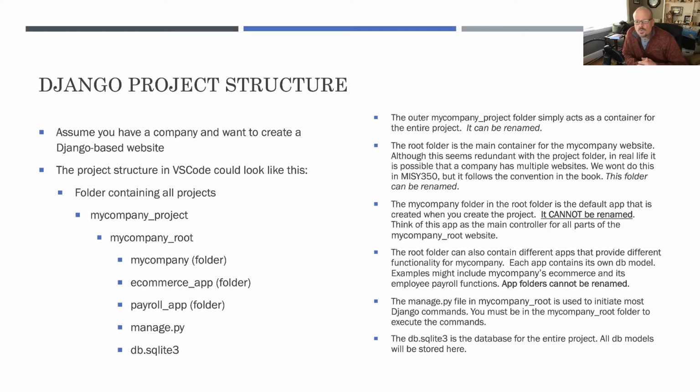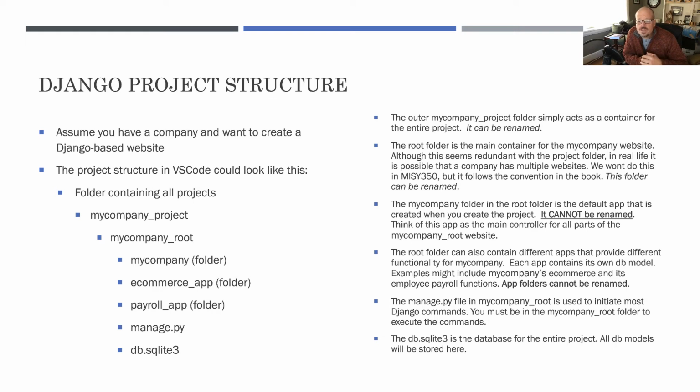Inside the root folder, then, you have the default app. In this case, it is called My Company. Now the My Company folder is the default app. You can think of this as the controller for the entire website. That is whatever is contained inside the root folder. So this is like your main brain. This is where all of the main controller for the entire site is located.